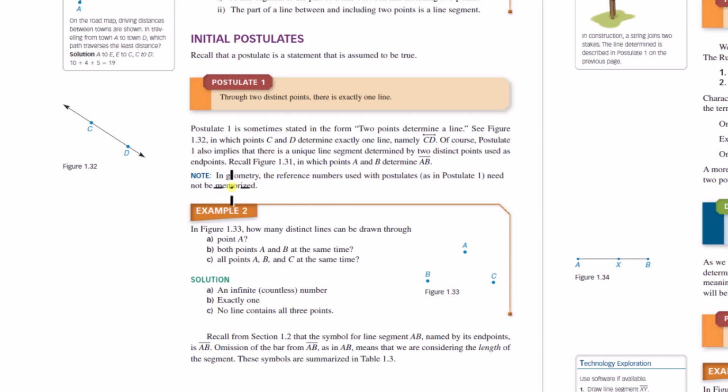In geometry, the reference numbers used with postulates, as in postulate 1, need not be memorized. So they're saying the fact that this is postulate 1 doesn't mean anything, the fact that it's the first postulate. In figure 1.33, how many distinct lines can be drawn through point A? Just one point, well, there's an infinite number of lines.